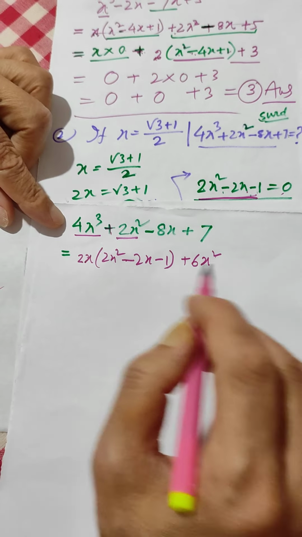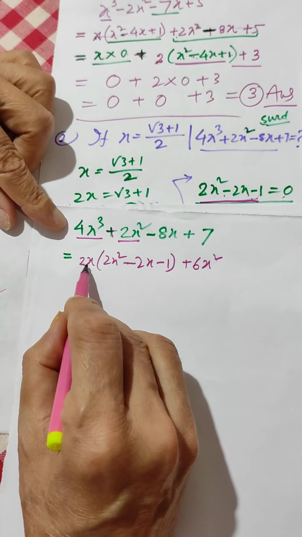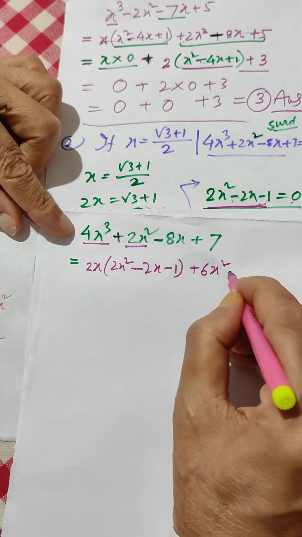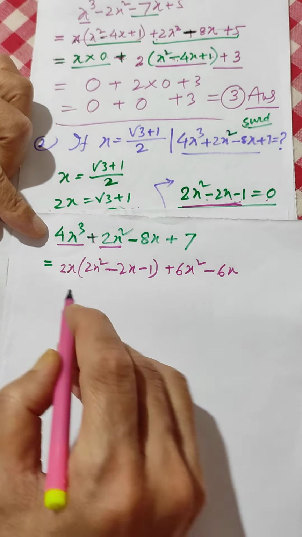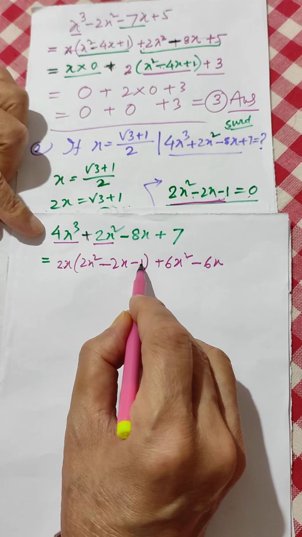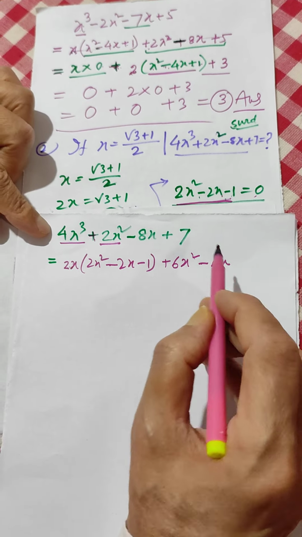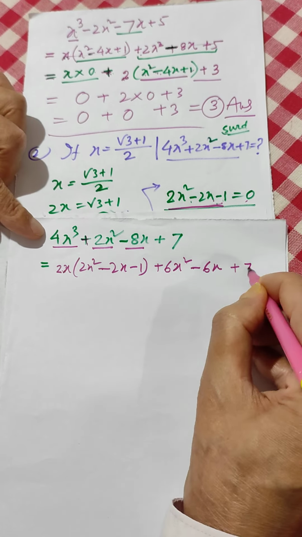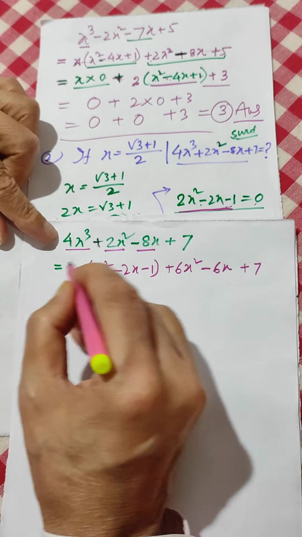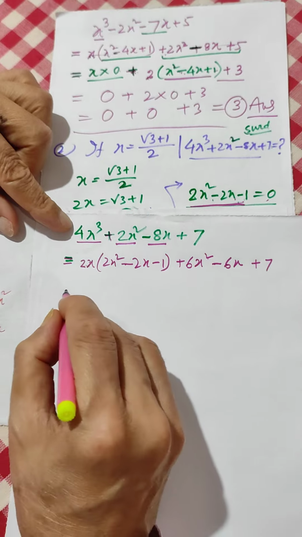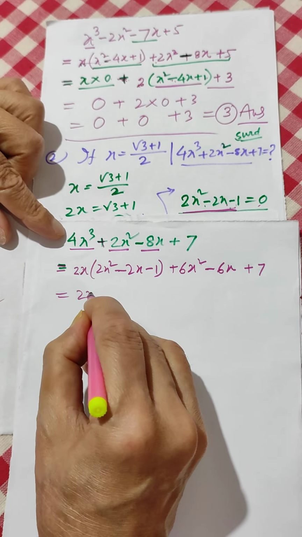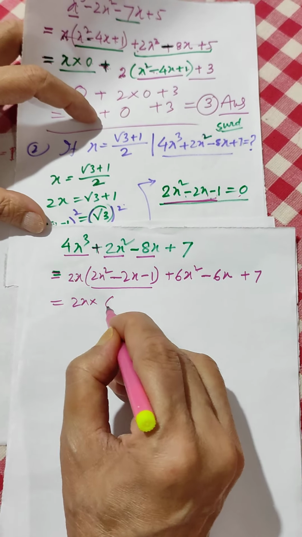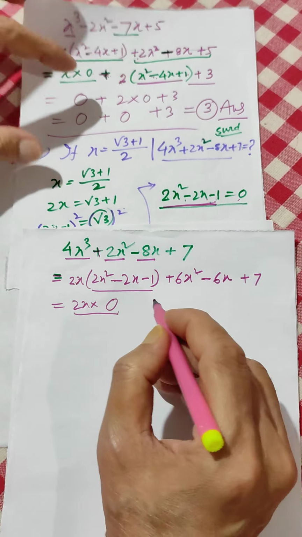So this is the adjustment method. Now 2x into minus 1, what do you get? Minus 2x. But this is minus 8x, so you must write minus 6x. Minus 2x and minus 6x will make minus 8x. Then plus 7 as it is. So this step must be equal to this. Now you see this expression is equal to 0, so 2x into 0 means this part will be removed.